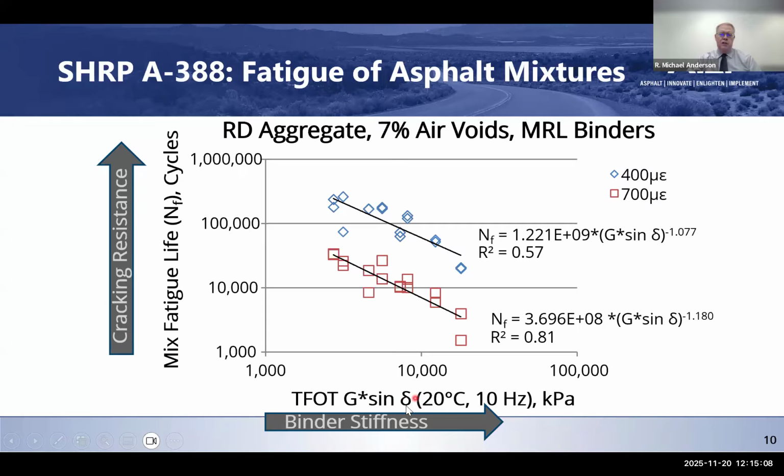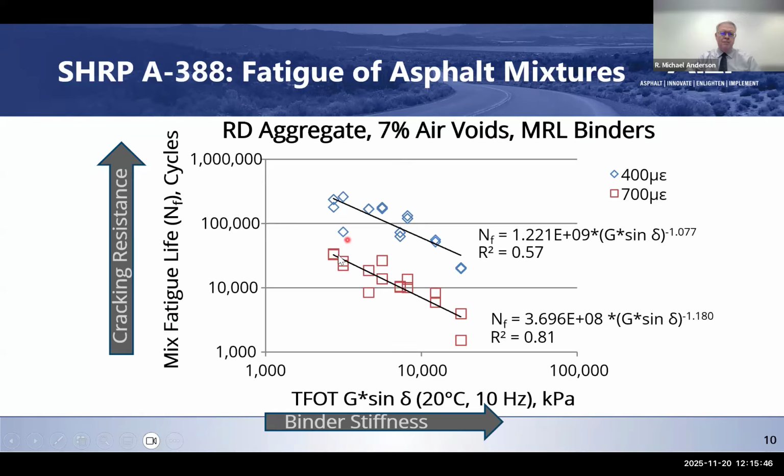This is the binder stiffness, G* times sine delta after thin film oven aging, so short-term aging, at 20 degrees C and 10 hertz. This was the test temperature and frequency of the mix fatigue testing. So binder stiffness at the same temperature and frequency as what we had for the mix fatigue test. And what you see is a rational response for many of these graphs. This is just one of them, with one particular aggregate, one particular air voids.